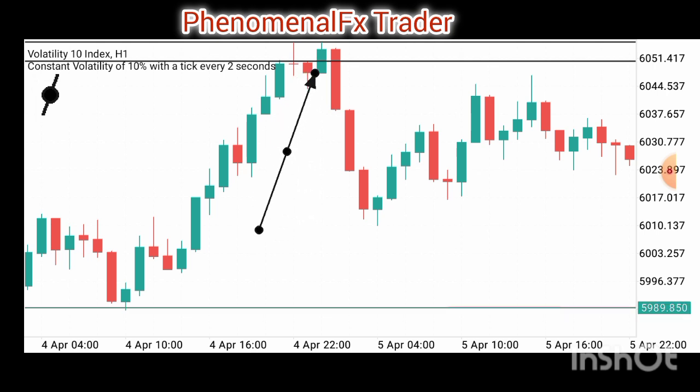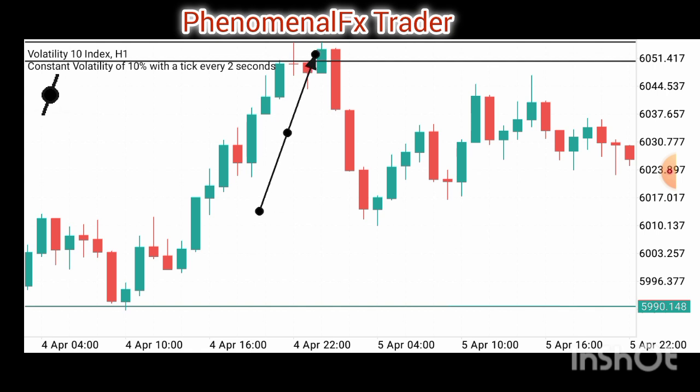Then when I met the market, it was this bullish candlestick that was forming, and it was a few minutes away from closing. So I decided to wait. Then I noticed the market was closing, and the market closed bullish. As it closed bullish, I decided to enter a sell trade right here at this point.